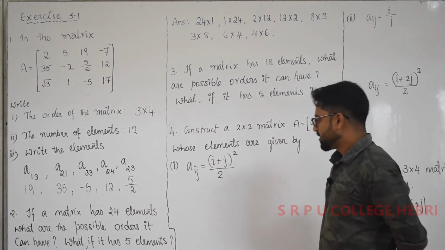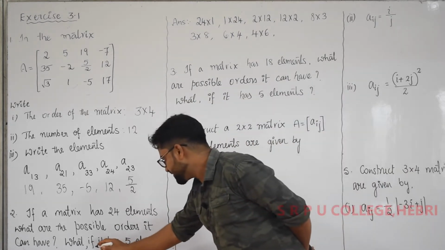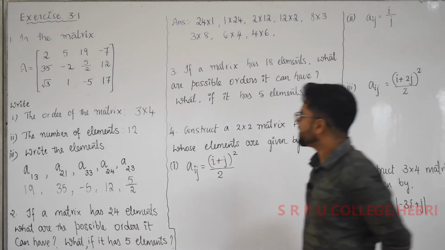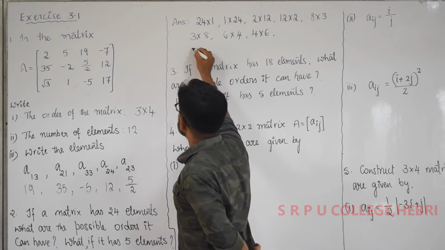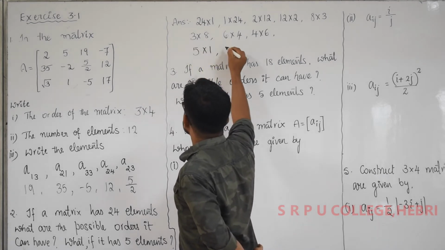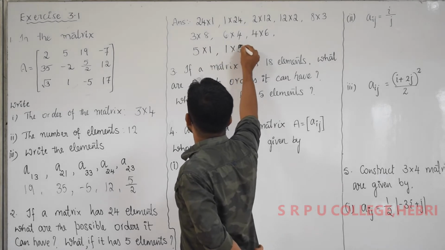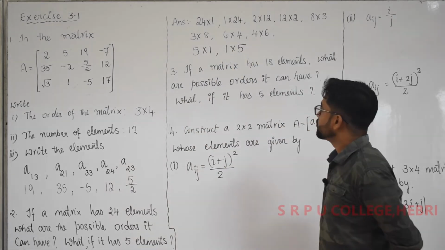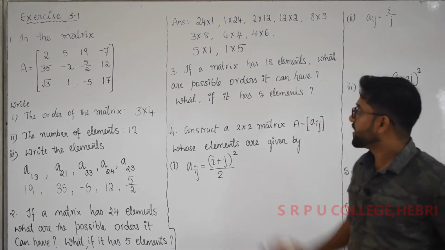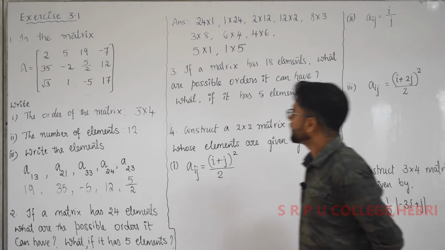Now one more question here, if it has 5 elements. Suppose the matrix has 5 elements, the possible order will be, one is 5 cross 1 and another possibility will be 1 cross 5. So no other possibilities. I hope you understood that problem, second one.